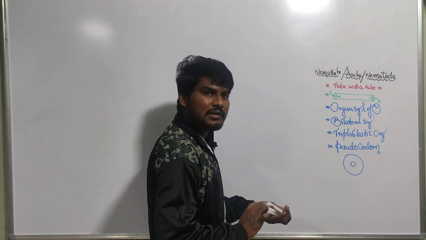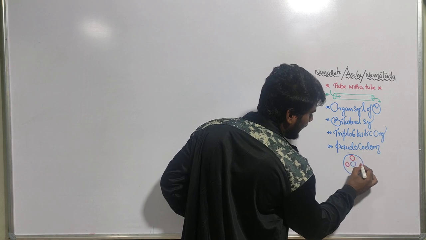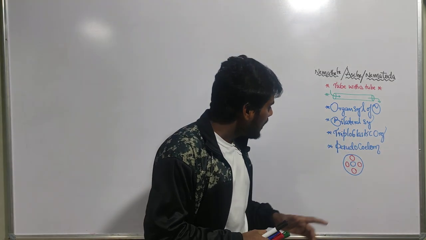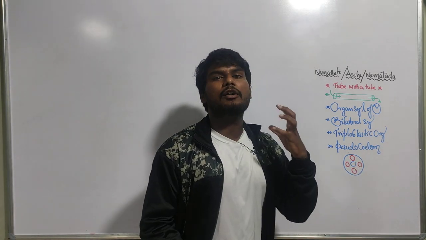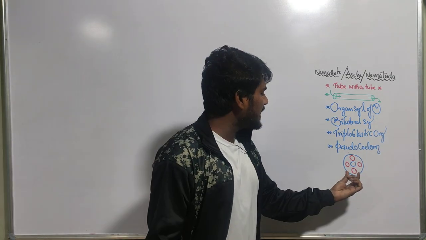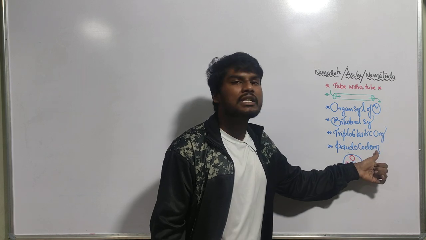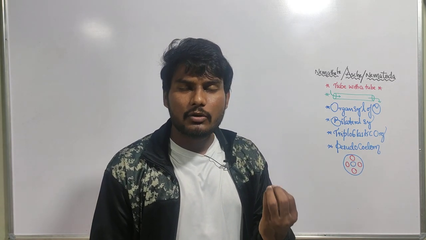In between the ectoderm and endoderm, there is mesoderm germinal layer in the form of scattered pouches. It means the mesoderm germinal layer is not continuous, and it is not even in contact with the endoderm and ectoderm. So such type of coelom, we call it a pseudocoelom. Pseudo means false. The coelom, the cavity, is false. So that is called pseudocoelom.